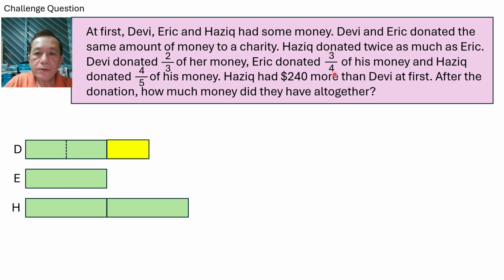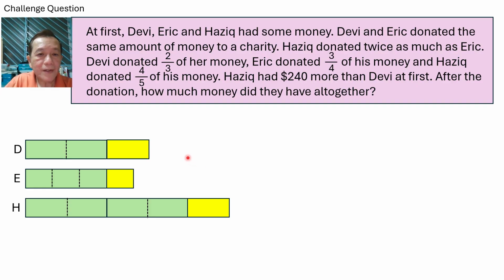Eric donated 3/4 of his money. 3/4, 3 parts. 1/4, 2/4, 3/4, 4/4. Eric's money at first. Haziq donated 4/5 of his money. 4/5. 1/5, 2/5, 3/5, 4/5, 5/5.